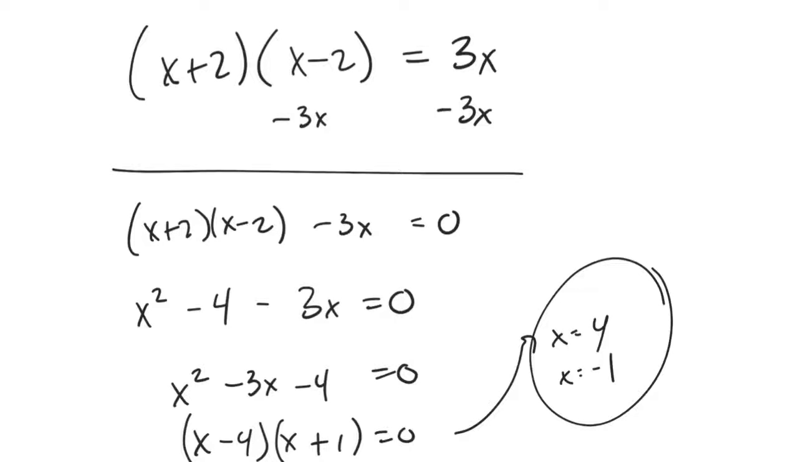And you can go ahead and check them both in the original. But for the most part, just a heads up, these problems with factoring, with just starting with quadratics, they're never going to have a rejected solution. You're not going to have a rejected solution. It's the square root problems that turn into quadratics where the rejected solution occurs a lot.